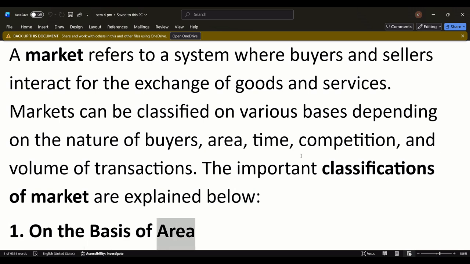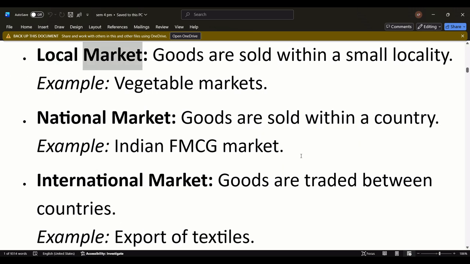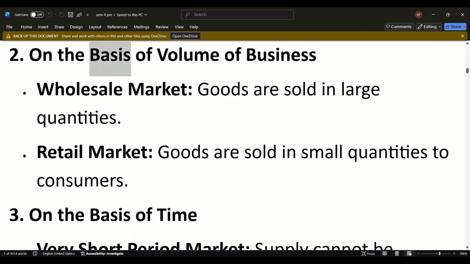1. On the basis of area. Local market, goods are sold within a small locality. Example, vegetable markets. National market, goods are sold within a country. Example, Indian FMCG market. International market, goods are traded between countries. Example, export of textiles. 2. On the basis of volume of business. Wholesale market, goods are sold in large quantities. Retail market, goods are sold in small quantities to consumers.